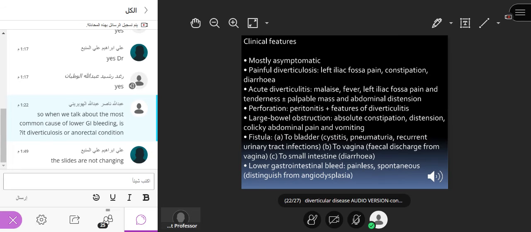It may lead to bleeding, which is painless and spontaneous, without feces. Then you have to differentiate it from angiodysplasia; they also bleed without fecal matter. So the clinical features depend on the level of the disease and fistula formation, right?